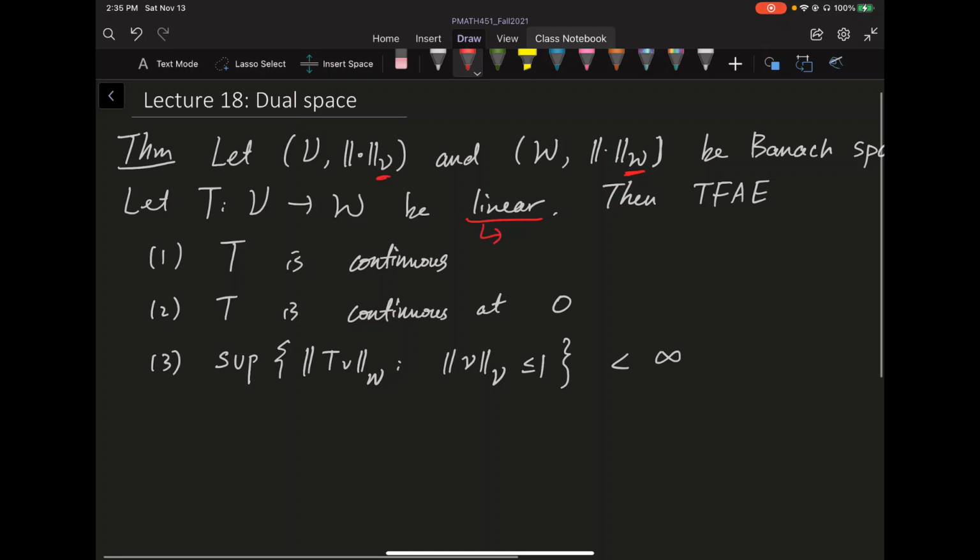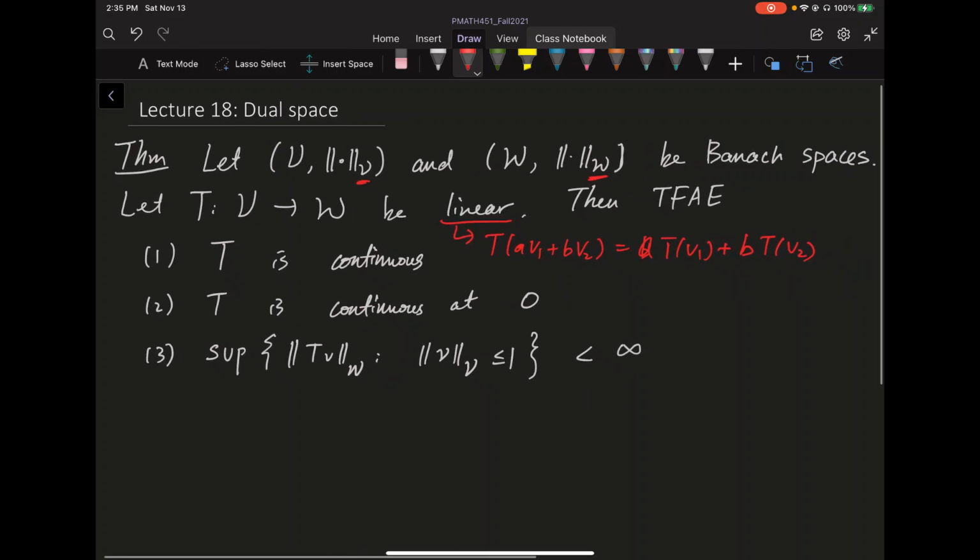Okay, so let me remind you what a linear map is. Suppose you have some combination of two vectors, say a times v1 plus b times v2, then everything is linear, so you can pull out a scalar. So this is a times T of v1 plus b times T of v2. Okay, so that's just the definition of linear. And in this course, our vector spaces or Banach spaces are over the reals, so the a and b are just scalars from the real line.